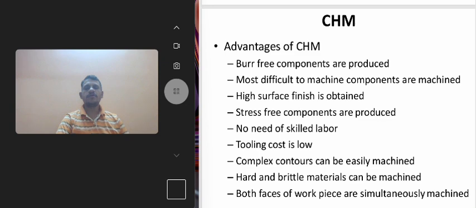Stress-free components are produced. Since the process is comparatively simple, there is no need of highly skilled labor. Both faces of the workpiece can be machined simultaneously. Hard and brittle material can be machined. Tooling cost is very low. Complex contours can be easily machined.